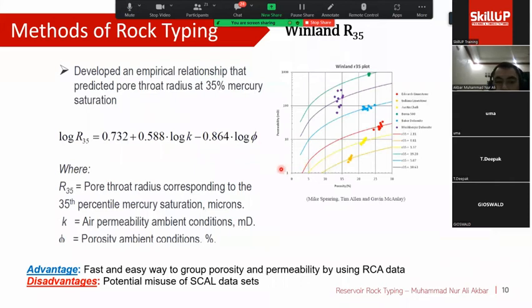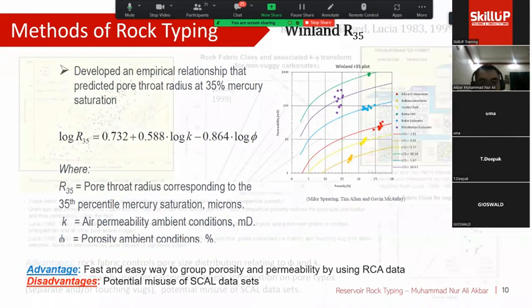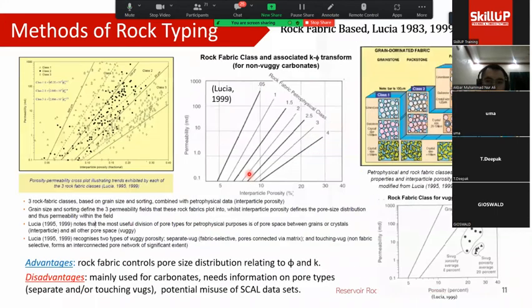This is also very common and a very fast way to do porosity permeability analysis based on our routine core data without SCAL data. But the disadvantage is that there is potential misuse of scale data, especially for the capillary pressure distribution, when we try to make the grouping of the R35 with the grouping of the special core analysis. I will show you a comparison; this method is not really good for the SCAL distributions. And there is also the rock fabric approach by Lucia, from 1983 until 1999.